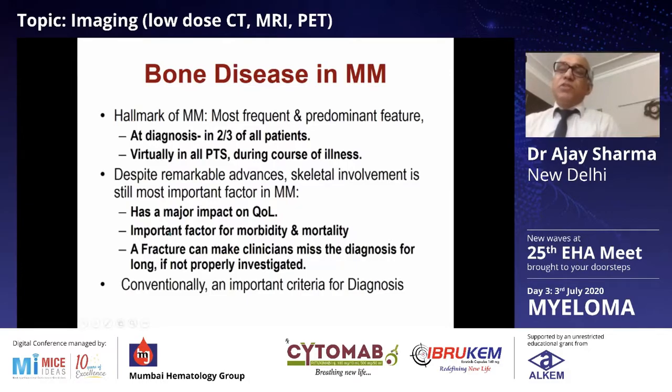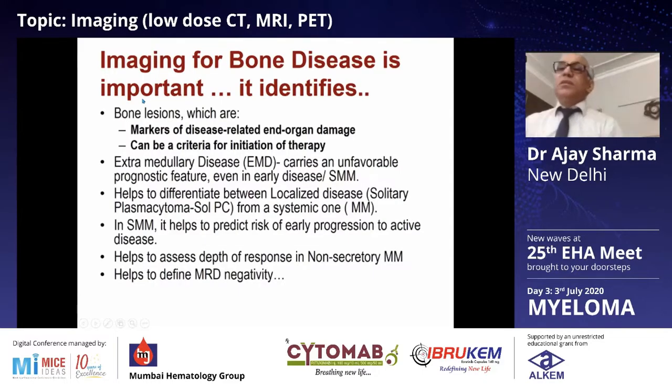If a patient goes to an orthopedician with a fracture, the diagnosis can be delayed if it is not properly investigated, and it also forms one of the criteria for the diagnosis of myeloma. Imaging is actually very important because it identifies the bone lesions which are markers of disease-related organ damage, and they can be one of the criteria for starting therapy. Extramedullary disease, which is what is picked up by this imaging, is a very unfavorable prognostic feature in early myeloma.